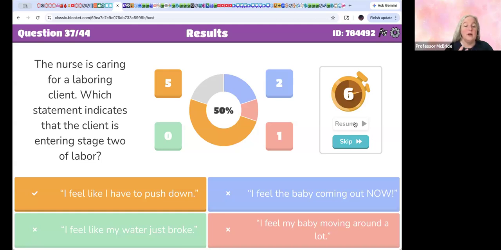The water breaking has nothing actually to do with labor. The water can break and she's not in labor, or the water can break at any point during the labor. So green isn't the best choice. And I feel my baby moving around a lot isn't related to labor either. So for the second stage: I feel like I have the urge to push. Let's see if that cervix is completely dilated. And that would be an indication that she's entering the second stage.